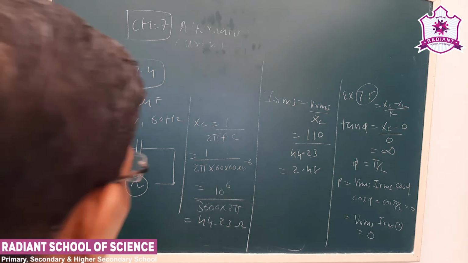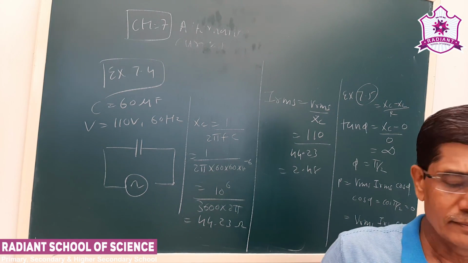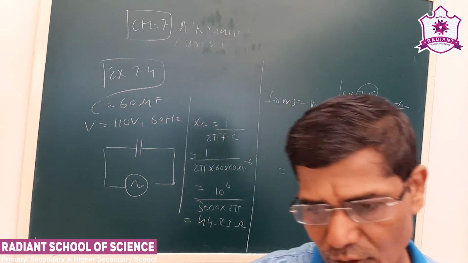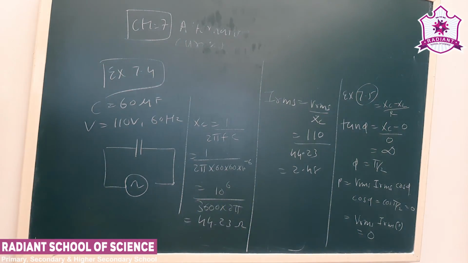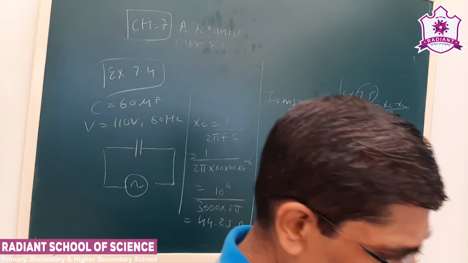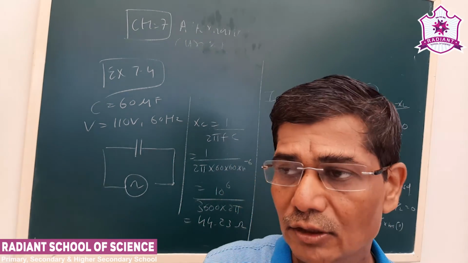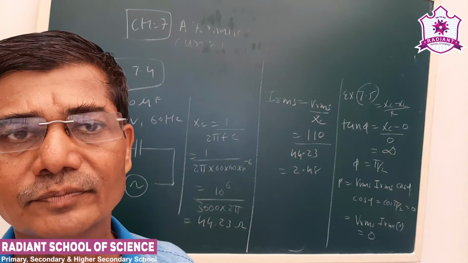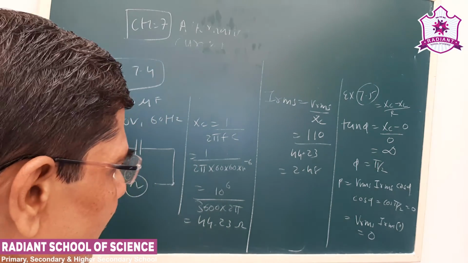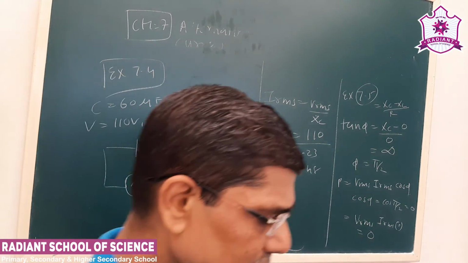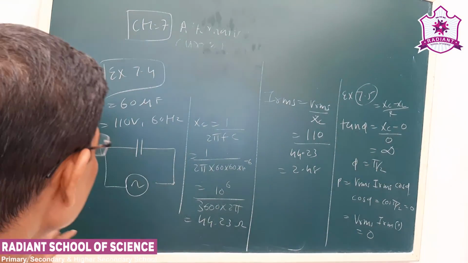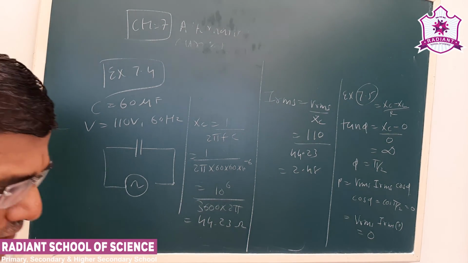So see our exercise numbers 7.4, sorry, 7.4 and 7.3. These are cases of wattless current. We have obtained the value of the current, so the current will flow in the circuit, but the numerical value of the power is 0. So that is wattless current. Such current we call wattless. So that is about these exercise sums.